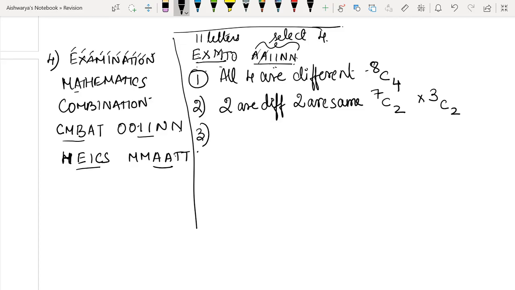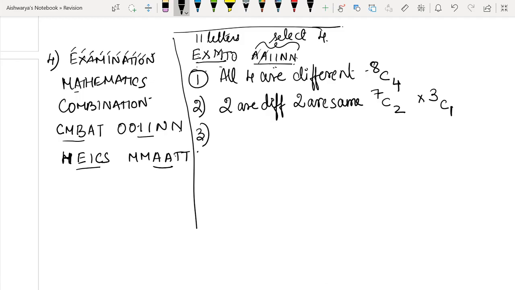Now how else can I select? Sorry, there is one mistake that I have done here. Can anybody say what it is? 3C1, ma'am. Correct. It should be 3C1 because from 3 pairs I'm selecting only 1 pair.